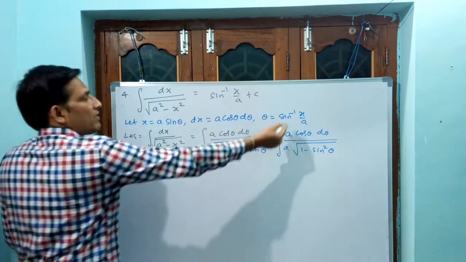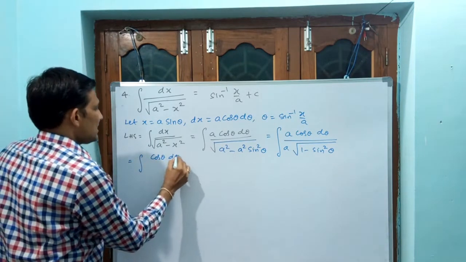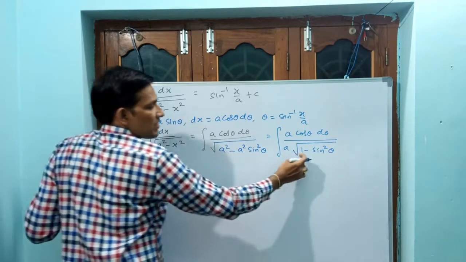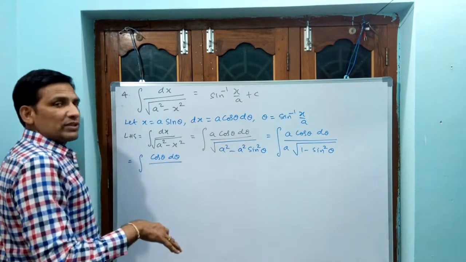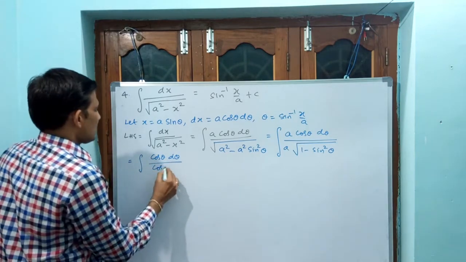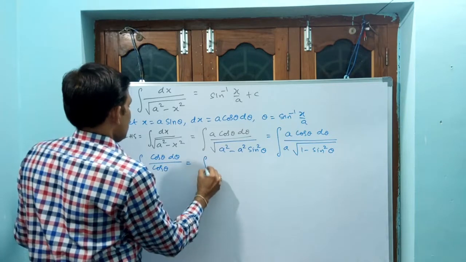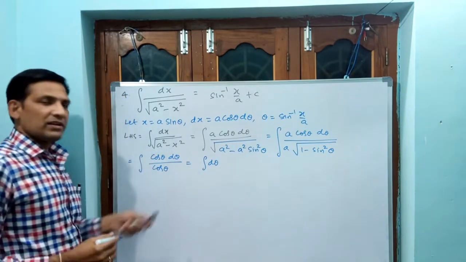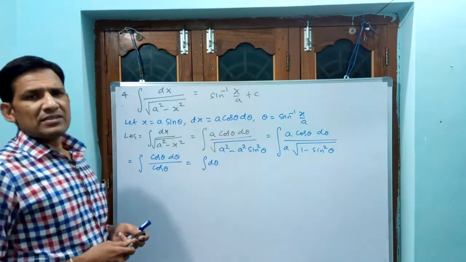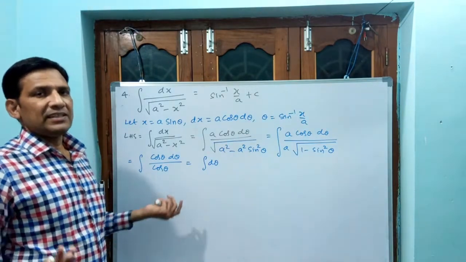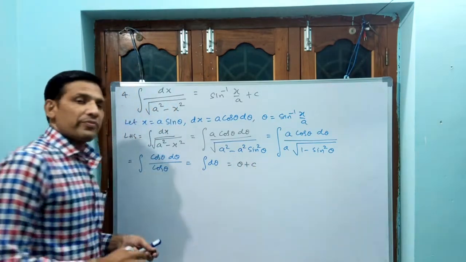Now you see, a got cancelled. That is equal to integral cos theta d theta divided by, you see, 1 minus sin square theta is cos square theta. Square root of cos square theta is cos theta. Cos theta cancels. That is equal to integral d theta. Why? Because cos got cancelled. That's all. Integral dx is x, so integral d theta means theta. That is equal to theta plus c.